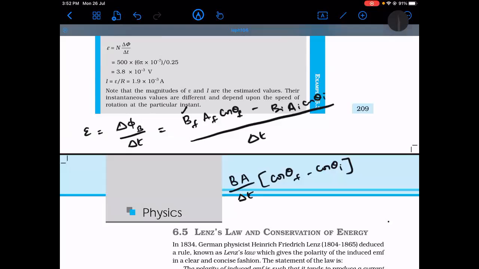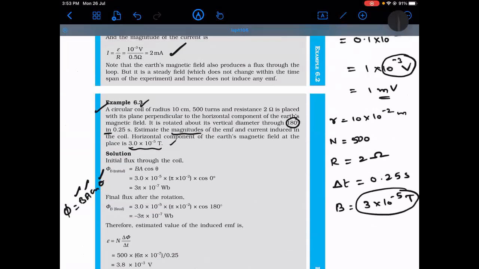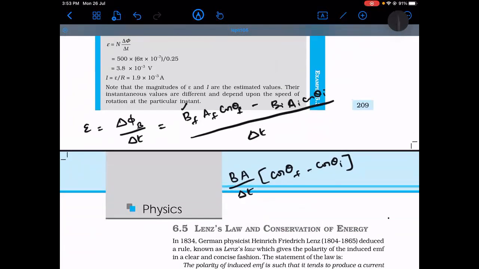Am I clear? Sir, but how did you take A common, sir? It's the area of the coil, a circular coil. Circular coil of radius 10 centimeter. So when its radius is fixed, obviously the area is fixed. Area is pi r square. Got it? You don't take the area of the Earth. You take the area of the coil. And in that place, the magnetic field that is present is the horizontal component of Earth's magnetic field. Okay, that is the meaning. Yeah.